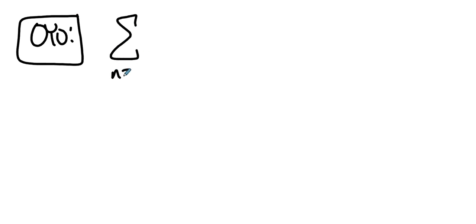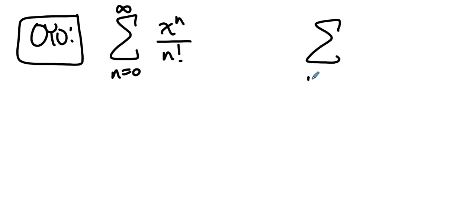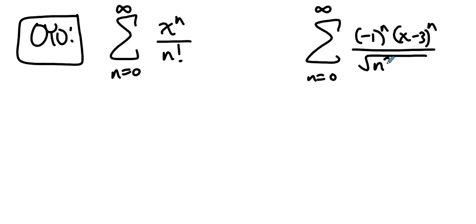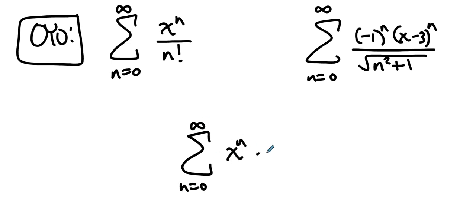A couple of quick OYOs for you, things you might want to consider knowing how to do. Find the interval of convergence for x to the n over n factorial, for negative 1 to the n times x minus 3 to the n over the square root of n squared plus 1, and for x to the n times n factorial. Take a moment. Hit the pause button, see if you can figure them.